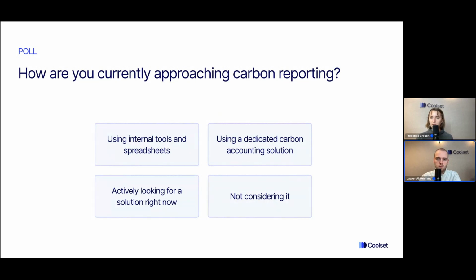Let's see where the results are coming in. You can see about 50% are using internal tools and spreadsheets, with just over 30% using a dedicated tool or solution, and around 15% are looking for a solution. So kind of a mix between there. A couple of you are not considering it just yet, but maybe this is a good start to starting that journey off. But that's great. Thanks.